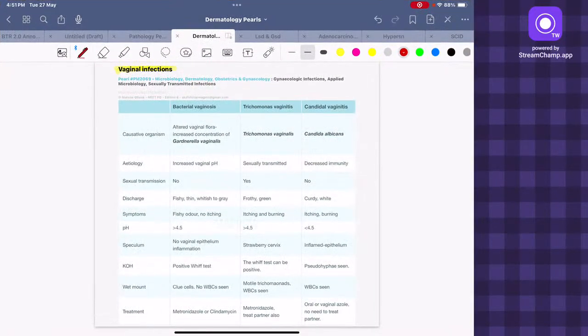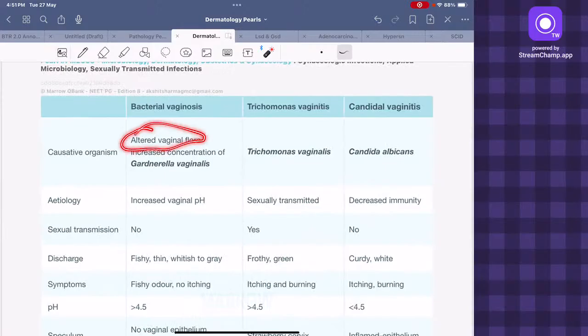Now finally we will be doing sexually transmitted diseases. It is bacterial vaginosis, Trichomonas vaginalis and Candida vaginitis. Bacterial vaginosis, the causative organism is altered vaginal flora. Basically, the vaginal flora, which is normally protective, is altered, and there is increased concentration of Gardnerella vaginalis. In Trichomonas, Trichomonas vaginalis. In Candida vaginitis, Candida albicans.